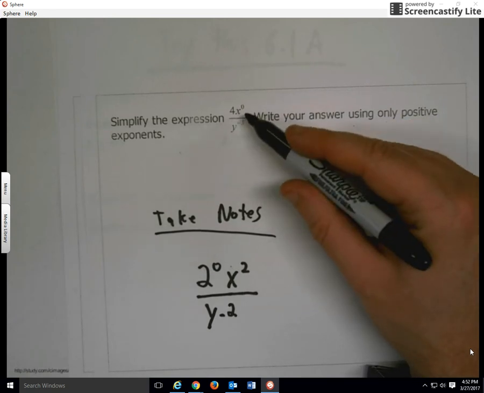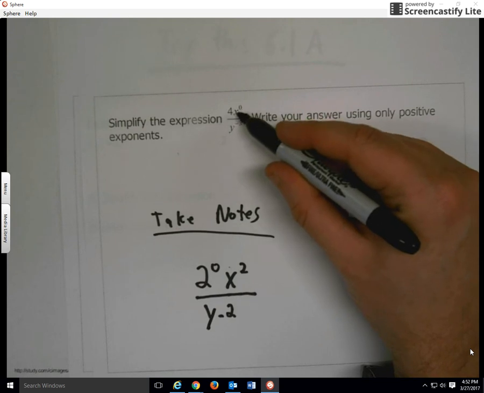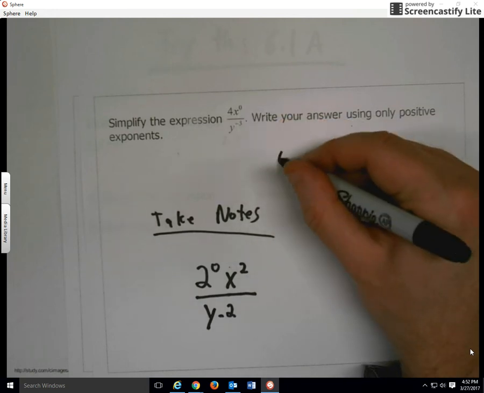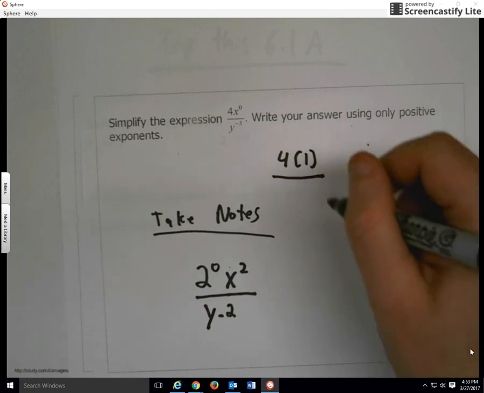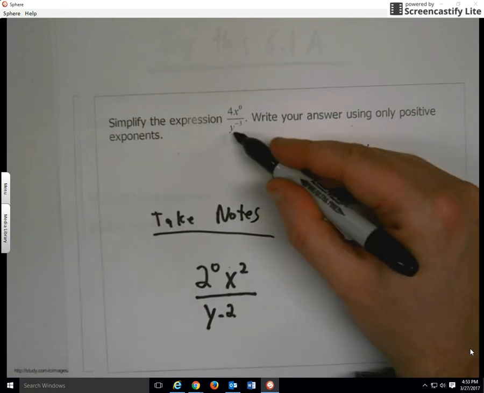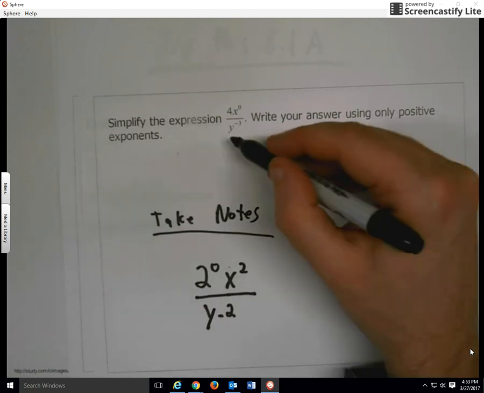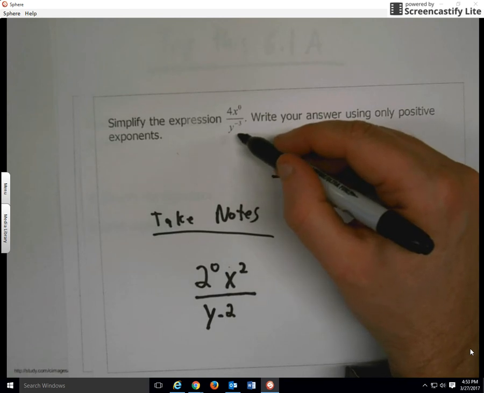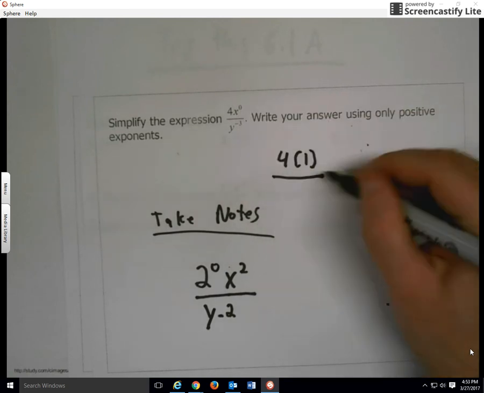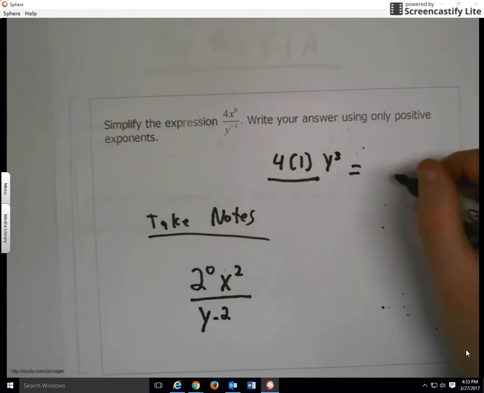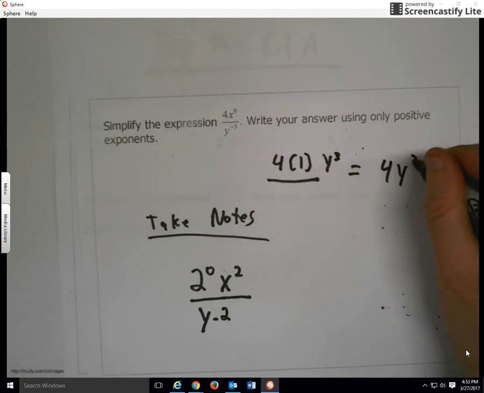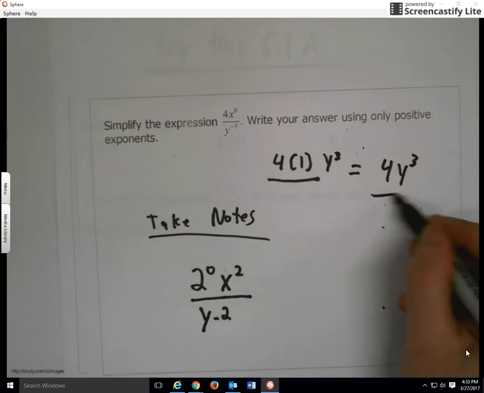So in this case, let's start with the numerator. Anything to the 0 power, as long as it's not 0 itself, is a 1. So that x to the 0 power is really like saying 4 times 1. And then that y to the negative 3rd power, we just do the reciprocal. Now, since it's in the denominator, we need to move it to the numerator. So the answer to this would be 4 times 1 is 4, y to the 3rd. And that's the answer.